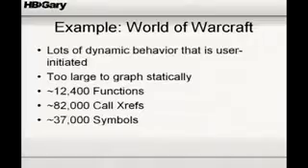So I'm going to use World of Warcraft as my example. It's a very good example because it's very large and it does a lot of stuff. It's very dynamic, and it's also something you can't graph statically. It's just too big. There's 12,000 functions, 82,000 call references, and over 37,000 symbols in the version of World of Warcraft that I reverse engineered last week. So let's drop that on our canvas and see what it looks like.